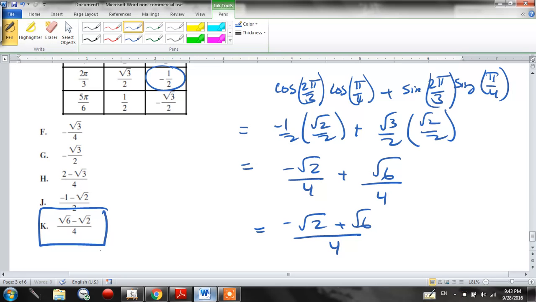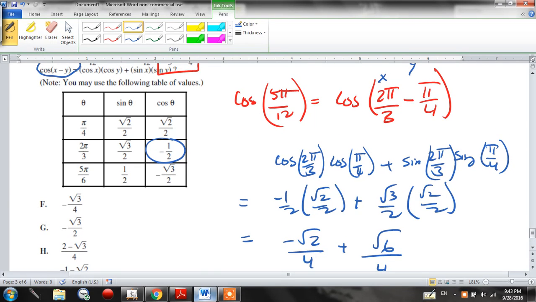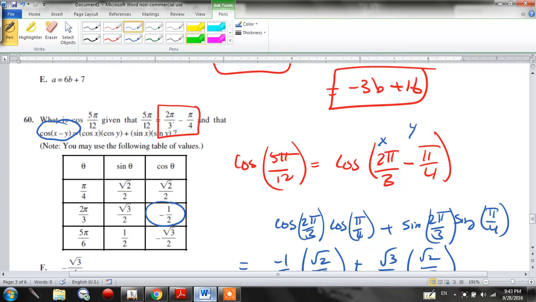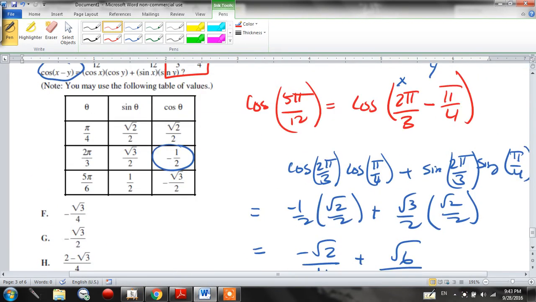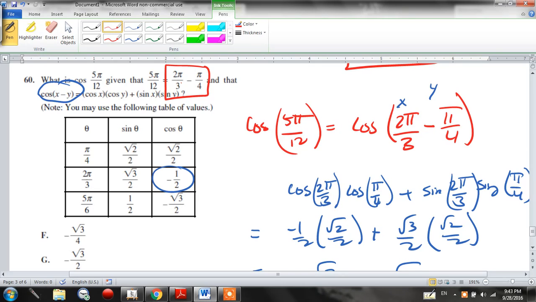There it is. So this question is about really how to use this formula more than anything else. It's the cosine of a difference, and the formula is given to you over here. Cosine of x minus y is cosine of x, cosine of y, plus sine of x times sine of y.